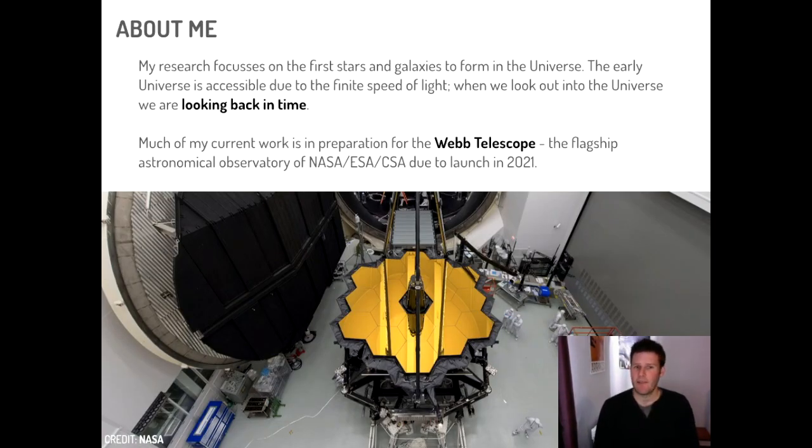My research actually focuses not on the chemical elements, or at least not directly, but on the first stars and galaxies to form in the universe. The early universe is accessible to us because of the finite speed of light, so when we look out into the universe, we're actually looking back in time. Much of my current work is preparation for the upcoming Webb telescope. This is a flagship astronomical observatory built by NASA, the European Space Agency, and the Canadian Space Agency, and it should be launched sometime next year in 2021.